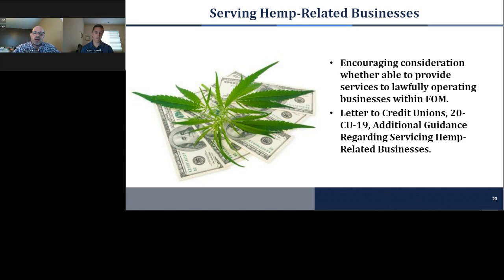I know the state of Washington has hemp-related businesses that are being served by credit unions, and so it's going more nationwide. Also, there's a definite Bank Secrecy Act and anti-money laundering flavor to this. And so that additional guidance, letter 20-CU-19, would be something I'd encourage you to take a look at.